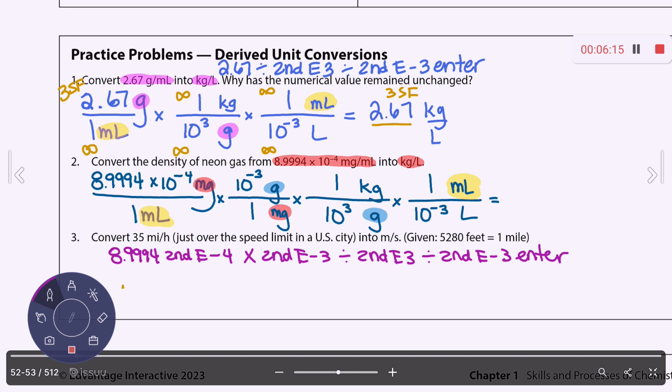What's the prefix unit? Prefix units are 2-letter units, okay?